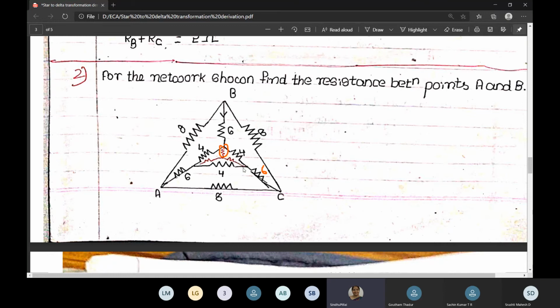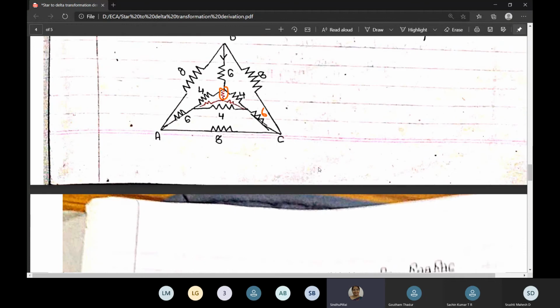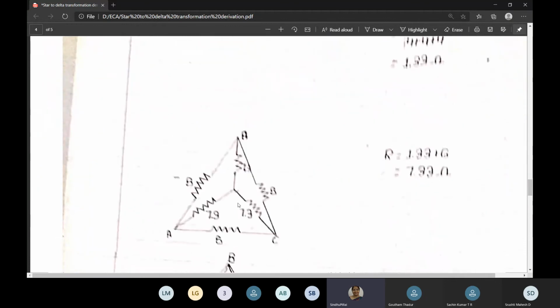That delta is converted to star. When you convert it to star, the formula is 4 into 4 divided by 4 plus 4 plus 4. So you'll get a star network here. This star network is in series with this 6 ohm resistor. When it is in series with the 6 ohm resistor, it can be added. So after adding that, the network will look like this.